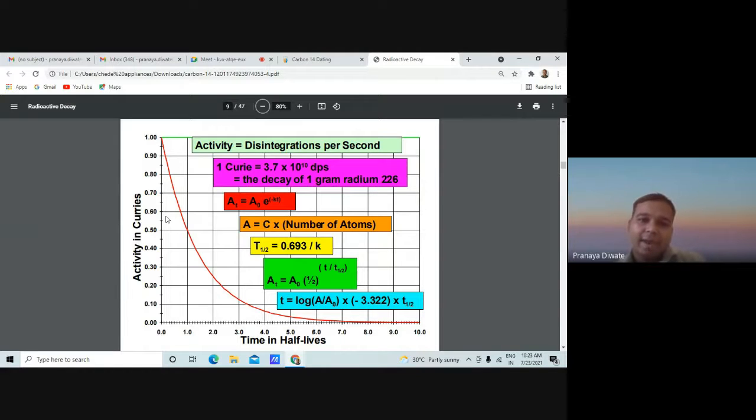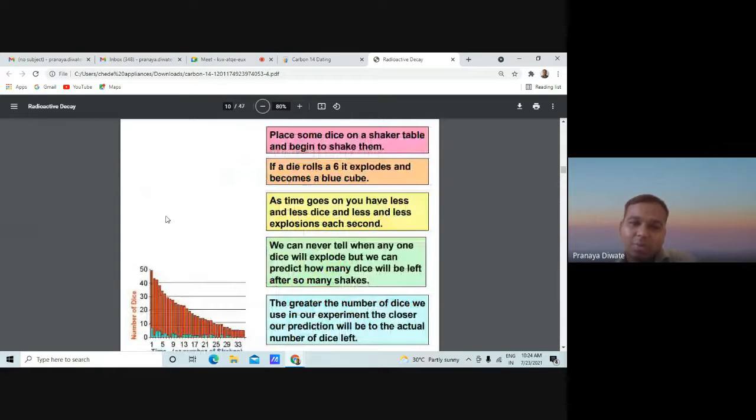Then you have activity like disintegrations per second. So 1 curie equals 3.7 times 10 raised to the power 10 dps. That is the decay of 1 gram of radium-226. So your activity also depends upon the temperature.